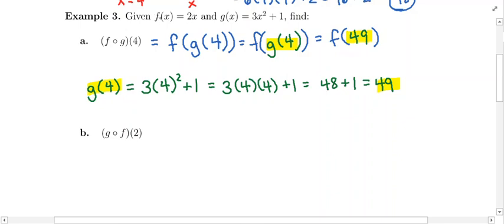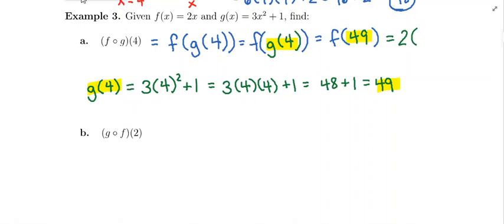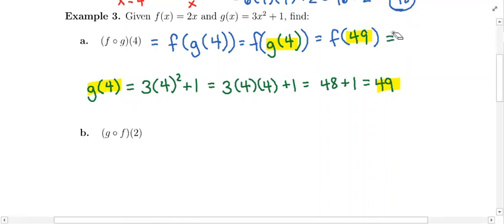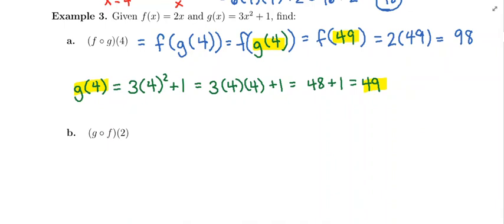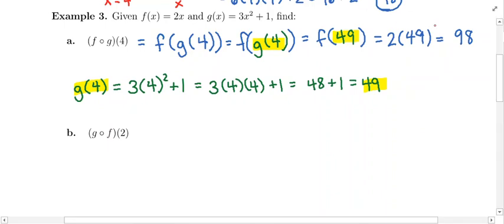If we go to our function f, f of x is 2 times x. We're going to substitute 49 for x. I forgot my color coding here, so let me go back and put it in blue. So we have 2 times 49, that's going to give us 98. Final answer. It's a lot easier because you don't have to form the composite function.